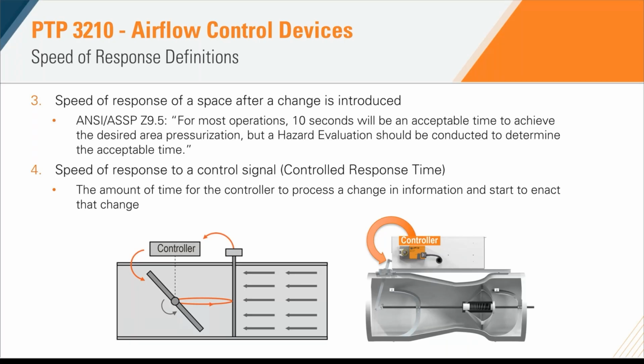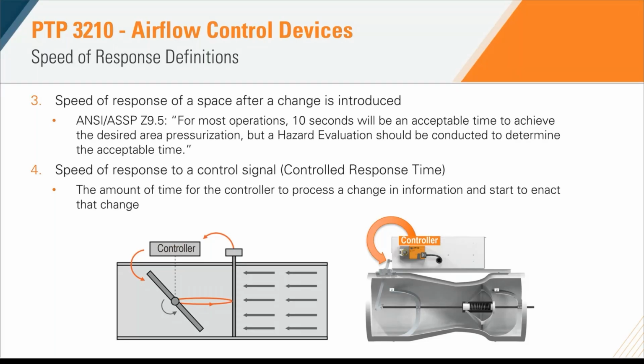What this means is if there is a change introduced, let's say a fume hood opens or closes, some doors open or close, or the room occupancy changes from occupied to unoccupied, it should take the room about 10 seconds to control back to the desired area pressurization. But of course, if you are working in an application that has more severe hazards, we might need to make that a little bit quicker, maybe 8 seconds, 7 seconds, 5 seconds.